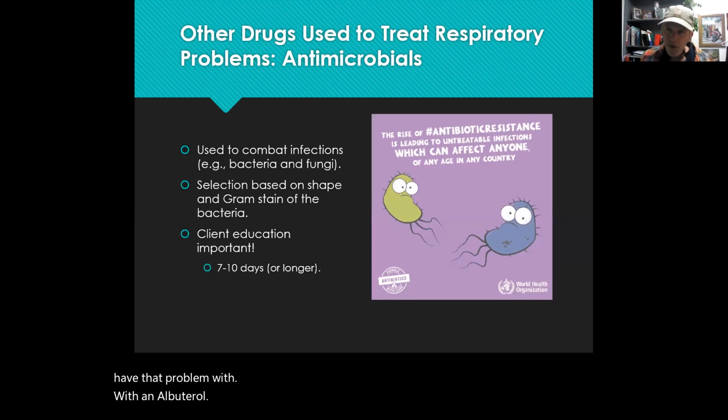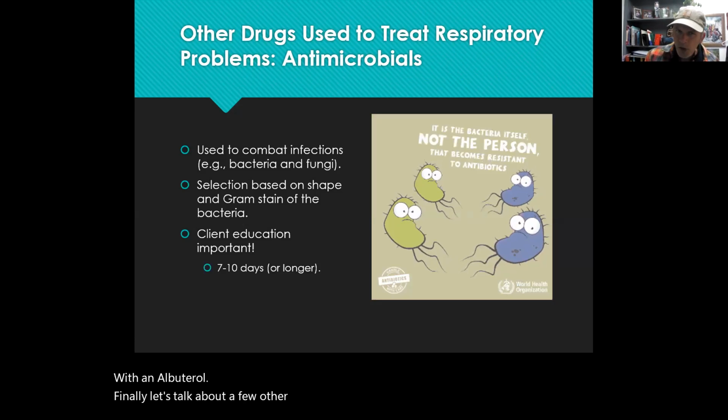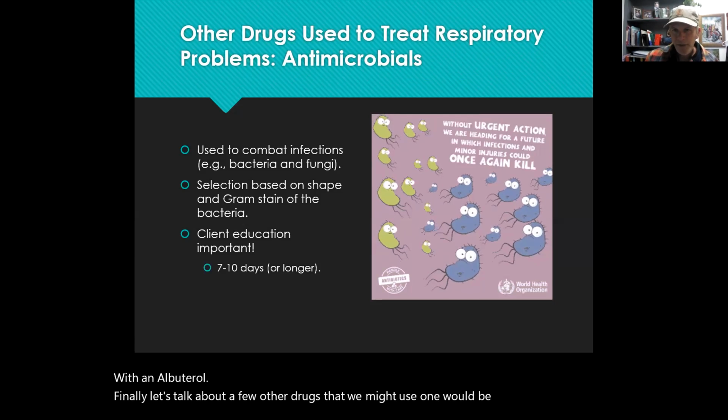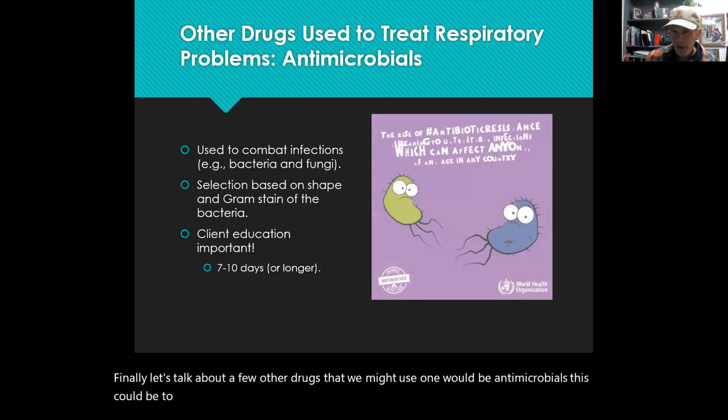Finally, let's talk about a few other drugs that we might use. One would be antimicrobials. This could be to treat a bacterial infection or a fungal infection.